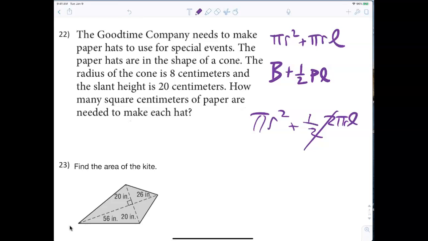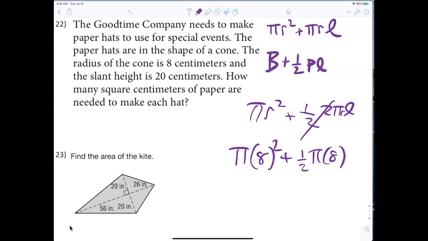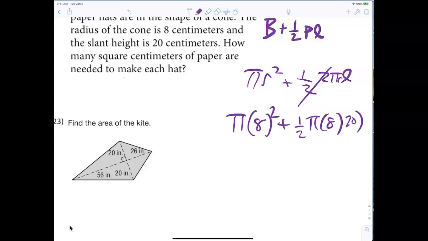All right. See, it's not just a different formula or a bunch of formulas. It's one formula you can translate into whatever shape you see. Anybody have any issues with that? All right, so what's the radius again? 8. So I have pi times 8 squared plus 1/2 pi times, what's the slant height? 20. 20. So somebody tell me. Somebody said 224 pi. Anybody agree with that? What was it?